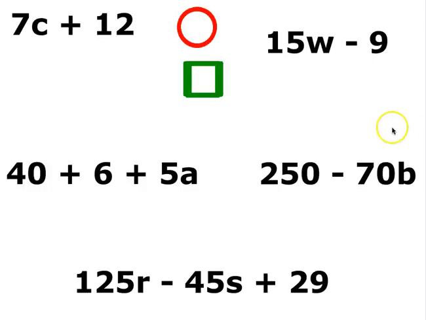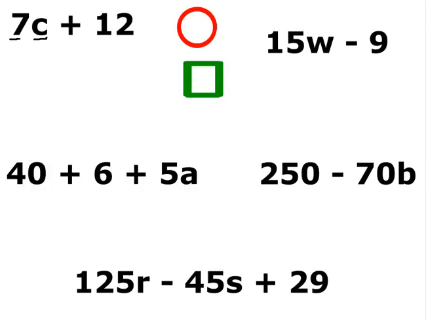And first, we're going to review what we talked about with coefficients and variables. Remember, a coefficient is a number that tells you how many times the variable is multiplied. So this is 7 times C, 15 times W, 5 times A, 70 times B, 125 times R, 45 times S. And the coefficient is the number, the variable is the letter.